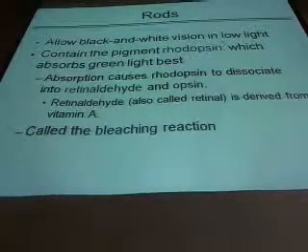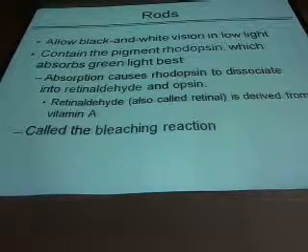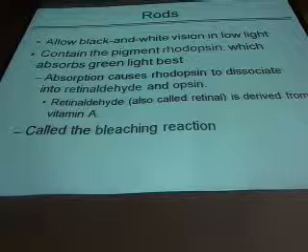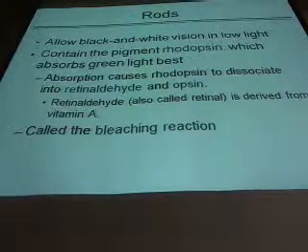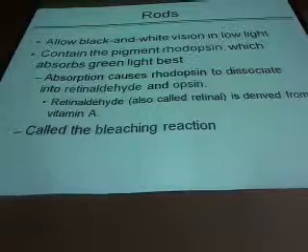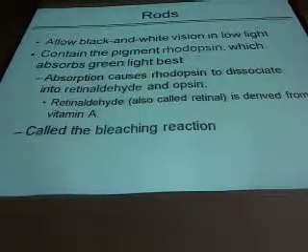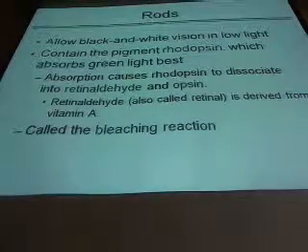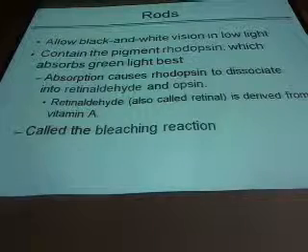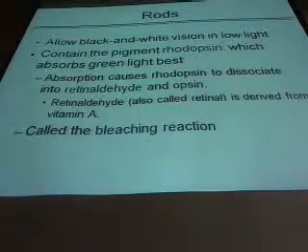Rods allow black and white vision in low light. They contain the pigment rhodopsin, which absorbs green light best. At night, you will see a green object better than you will see a red or a blue object. Simply because if it doesn't absorb the light, you're not going to see it. If it absorbs one color better, that's what you're going to see.